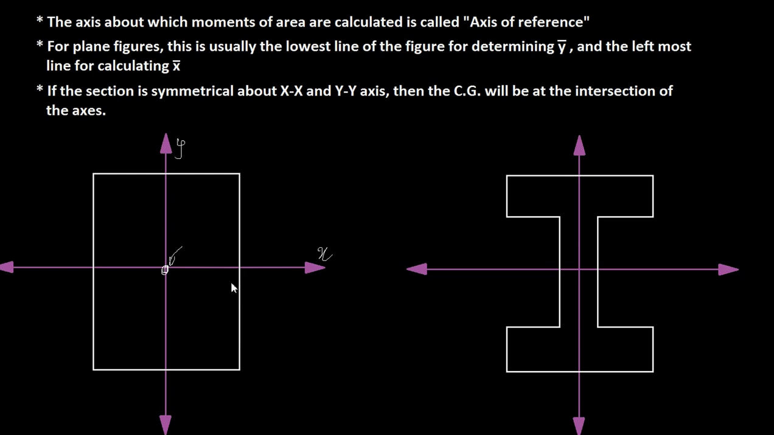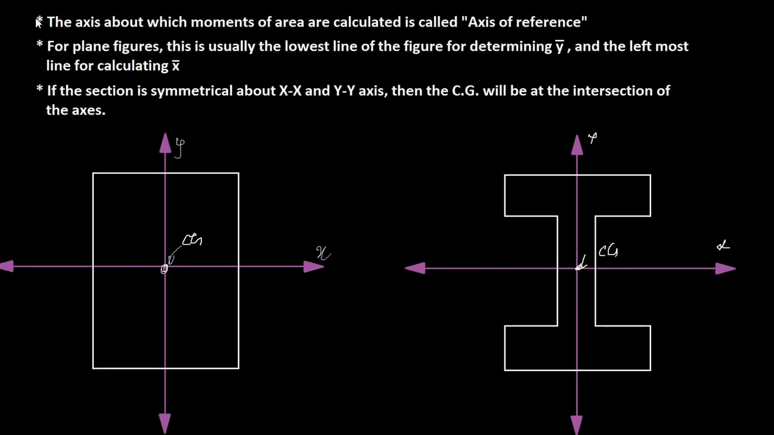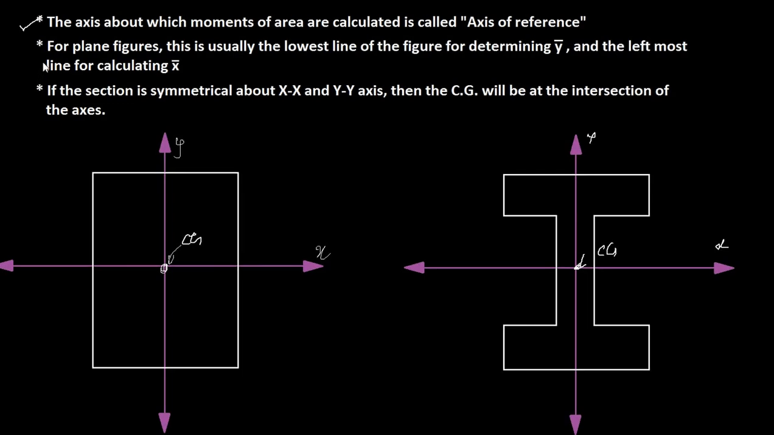The case is the same in this figure, where the shape is symmetrical to x and y axis, and therefore the CG will be here. Please bear in mind these three conditions. One, the axis of reference: you can find the center of gravity of an area based on any axis, and that axis is called the axis of reference. For plane figures, it is usually the bottommost line for determining y bar, and the leftmost line for calculating x bar.